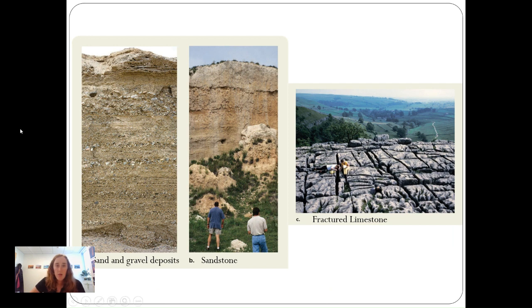So let's talk about what some aquifers look like. They might be made of sand and gravel deposits. These are just loose piles of sand and gravel. They could be made of sandstone. Sandstone is porous. It can hold a lot of water. Or an aquifer might be made of something like limestone that can have a lot of gaps and pore spaces in it.